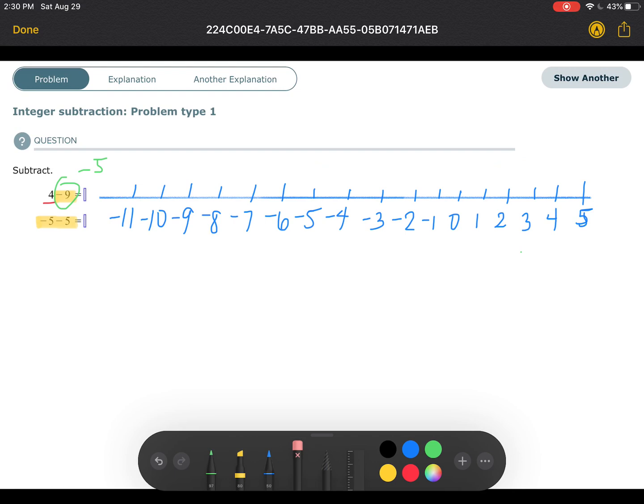So the next question, -5. I start at -5. And then I say, okay, how far do I go? I'm going negative, and negative is to the left, remember? So I go left 5. 1, 2, 3, 4, 5. And that lands me at -10.